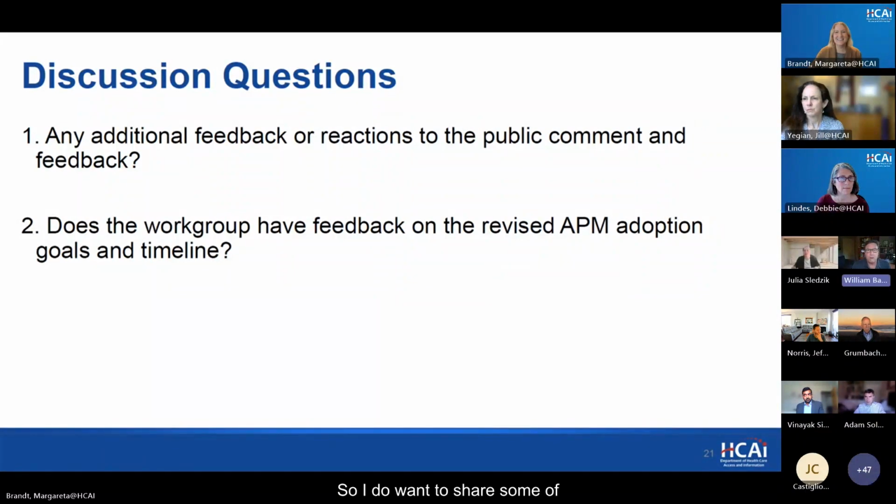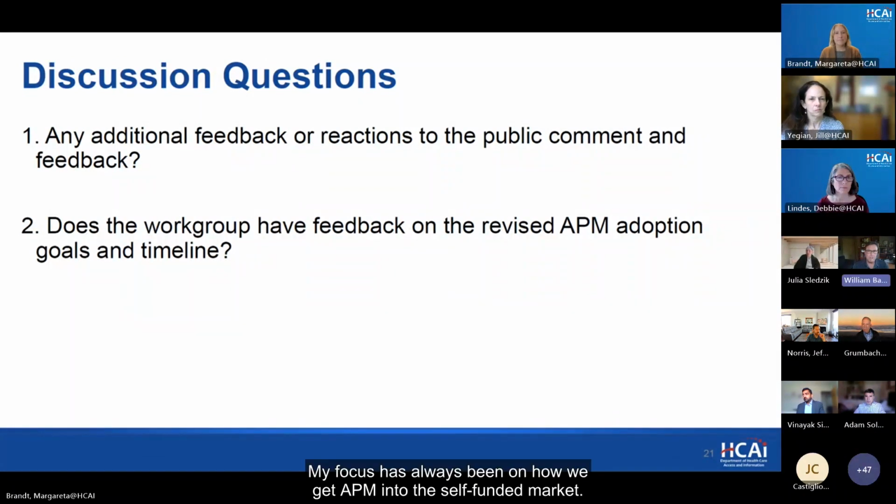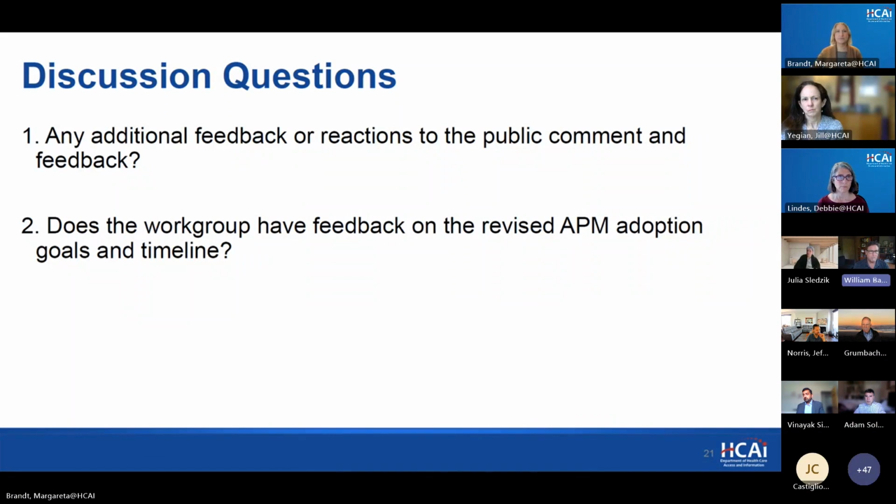Okay, so I do want to share some of Mohit's concerns as well, and I'm intrigued by what Beth has raised in terms of this not being enforcement. My focus has always been on how we get APM into the self-funded market. And I know we're lagging in terms of data collection through the HPD on self-funded spending.